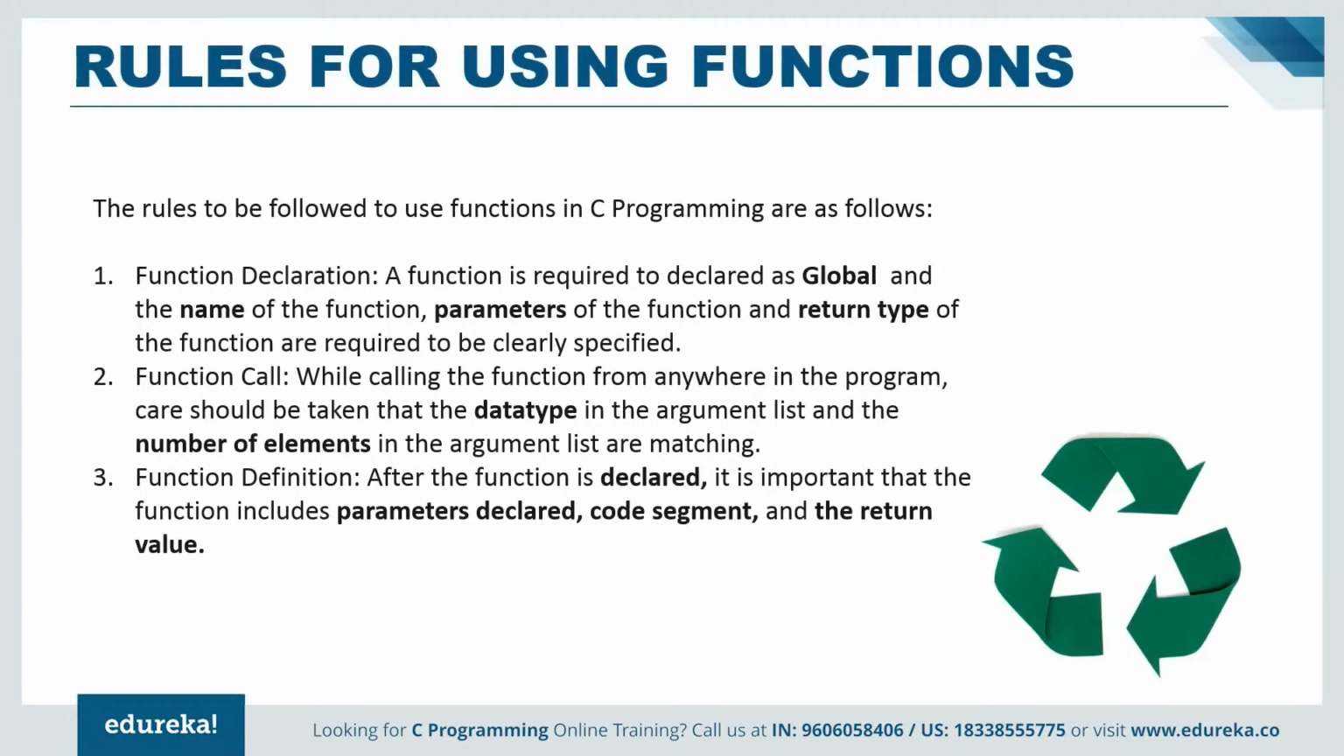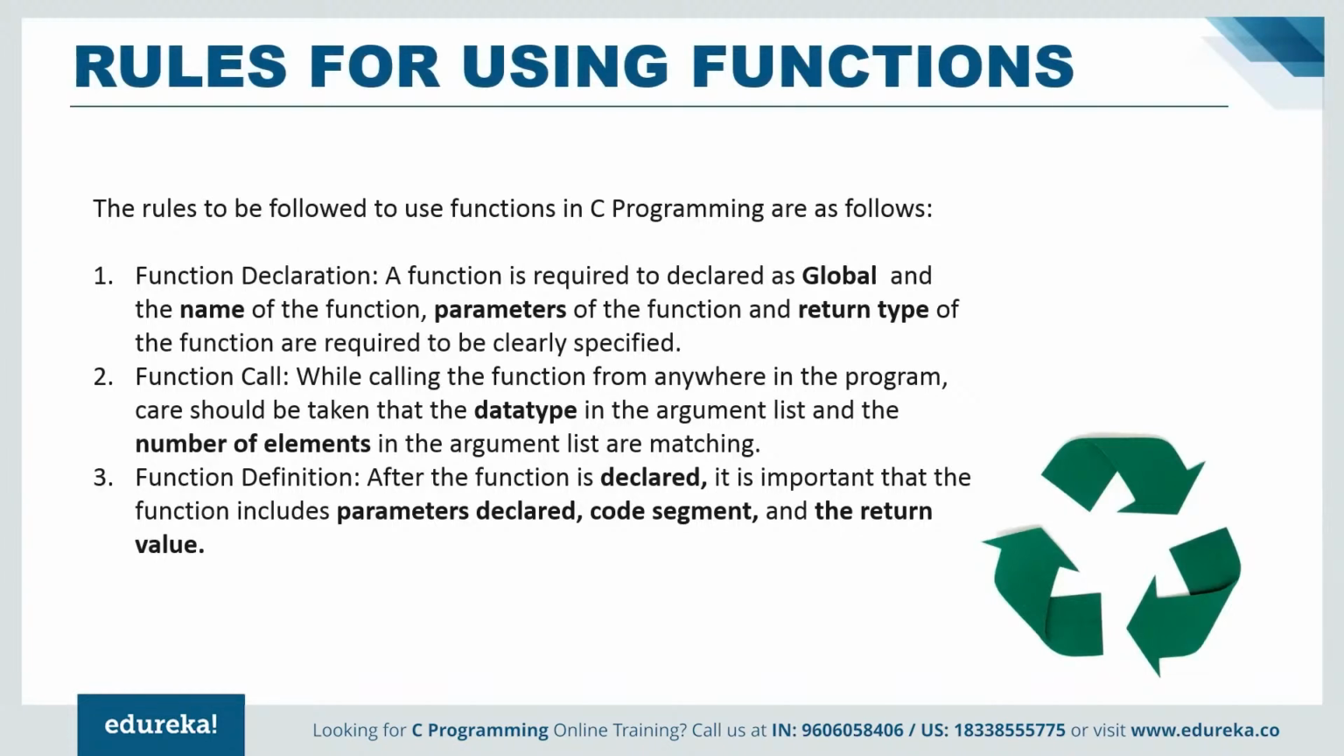Followed by that, the next rule is function call. While calling the function from anywhere in the program, care should be taken that the data types in the argument list and the number of elements in the argument list are matching. For example, you have defined an addition operation. For a basic addition operation, you might have two operands. So in the main function, if you're calling the addition operation, then it must be ensured that the operands passed from the main program are also 2. It is not possible to have 3 variables in the calling function and 2 variables in the called function. This is an error, so care should be taken.